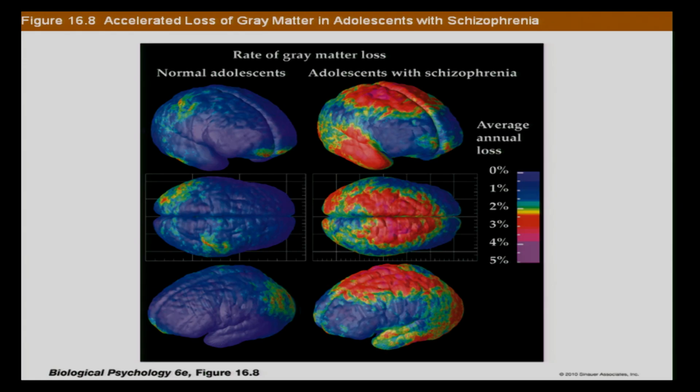But look at all of this brain loss up here, sensory and motor areas, major brain loss down in the lateral temporal lobe. These are visual areas, the ventral visual stream processing object information. Look at all that cell loss that's going on in adolescence in schizophrenic patients. This is exactly when schizophrenia is developing.